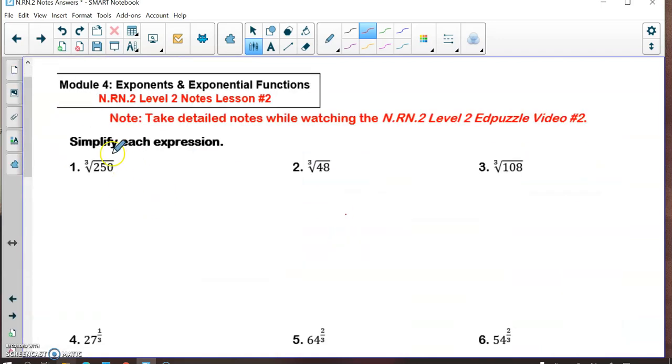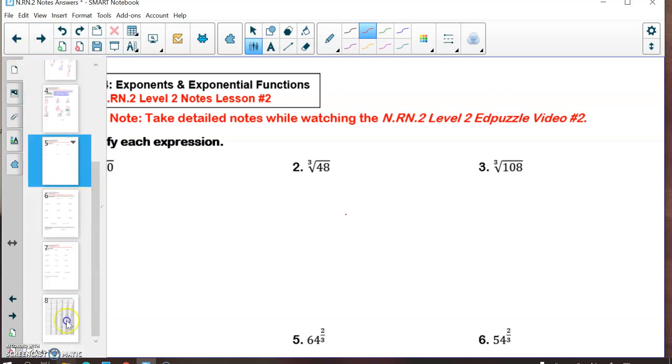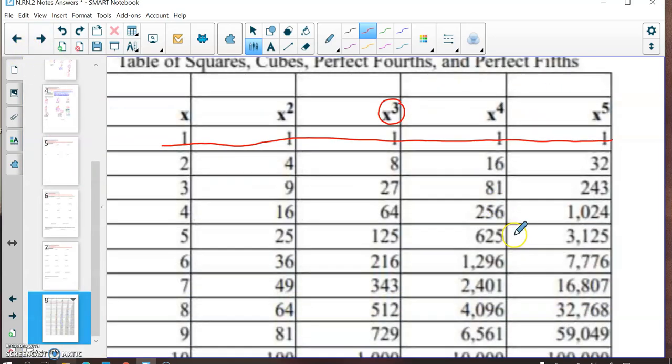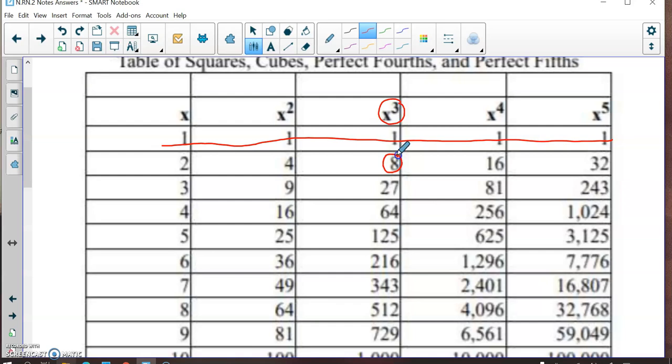For number 1, we want the cubed root of 250. So we're going to strictly look at the numbers in the x cubed column. And I'm going to start with the number 8. 250 divided by 8 comes out to be a decimal, so that means 8 is not a perfect cube of 250. Let's keep going. 250 divided by 27. That comes out to be a decimal, so 27 is not a perfect cube of 250. 250 divided by 64 is also, 64 is not a perfect cube because it comes out to be a decimal.